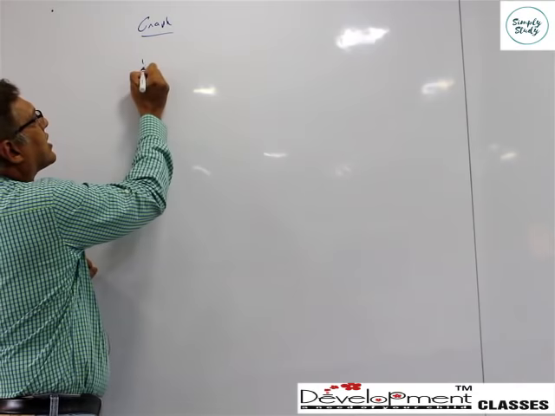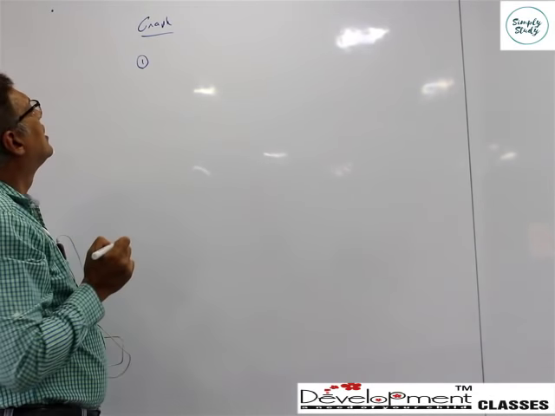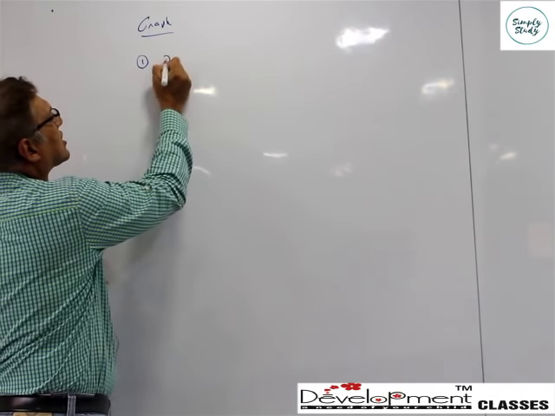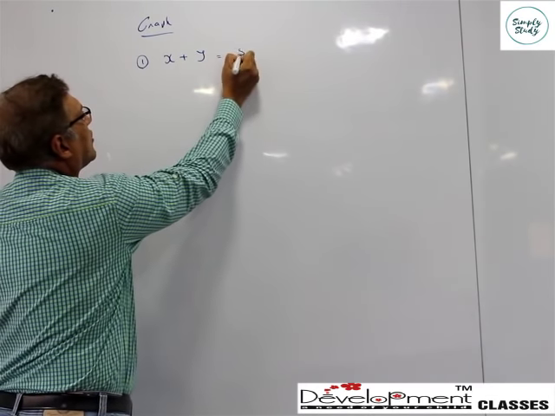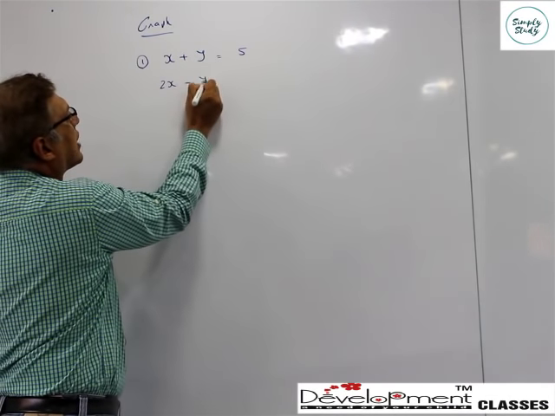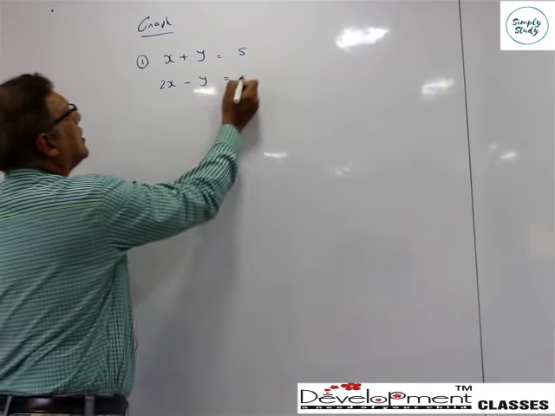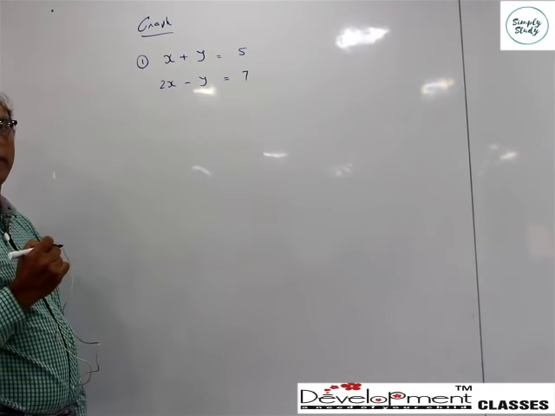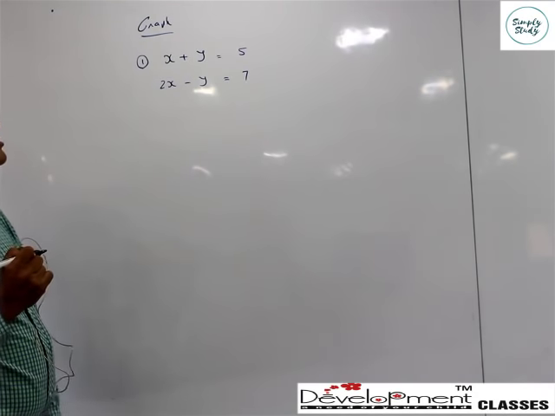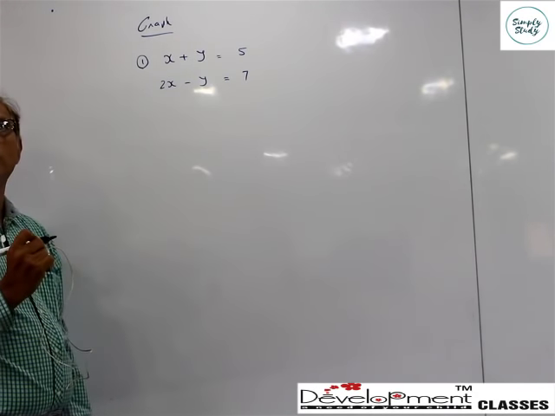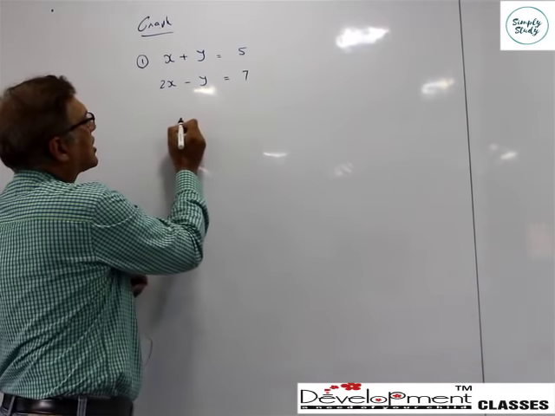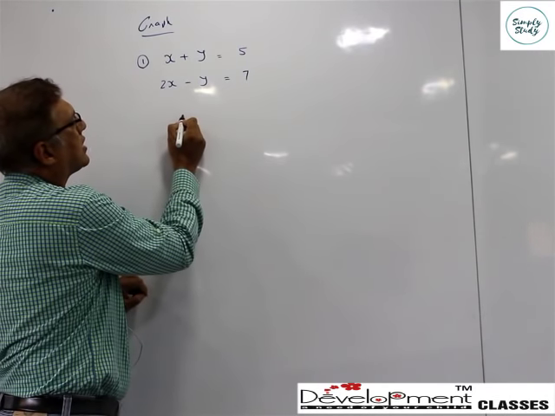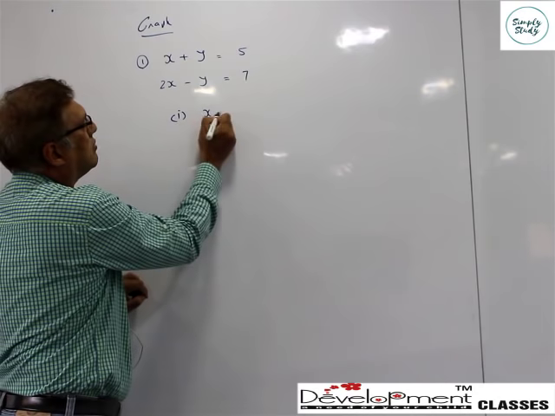So let us take one example of a linear equation in two variables. Let us say x plus y is equal to 5 and 2x minus y is equal to 7. Now let us try to solve this sum with the help of the graphical method. As you know, in a graphical method, first you have to make a table, right? So let us make a table. For that we will take both the equations one by one.